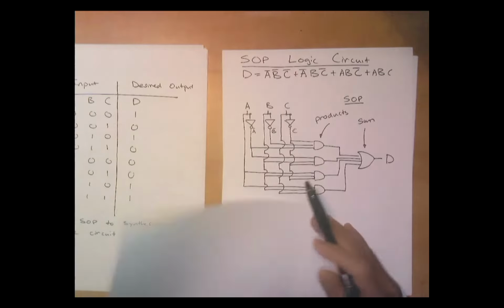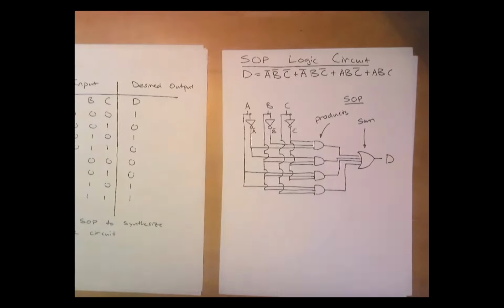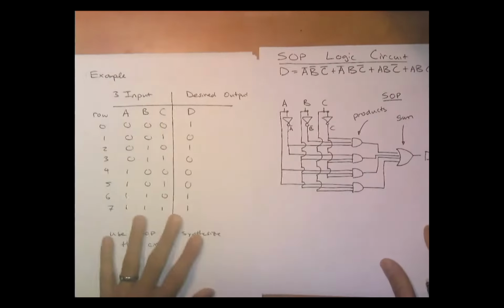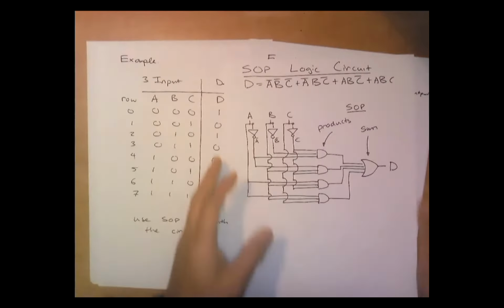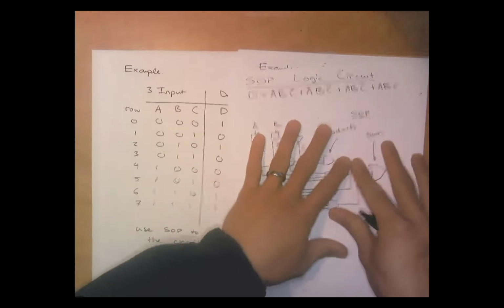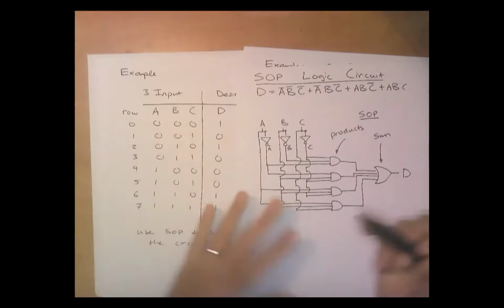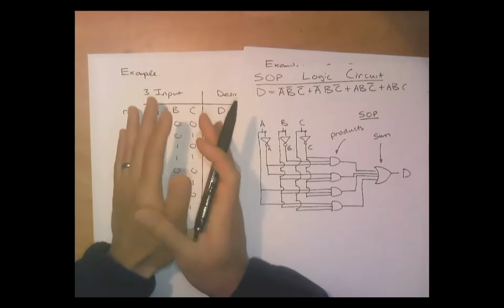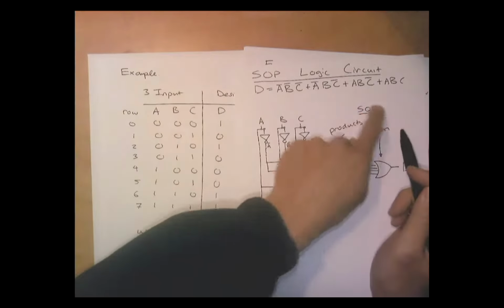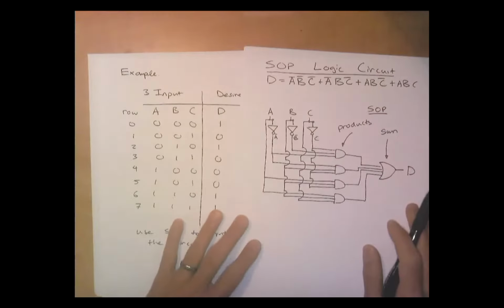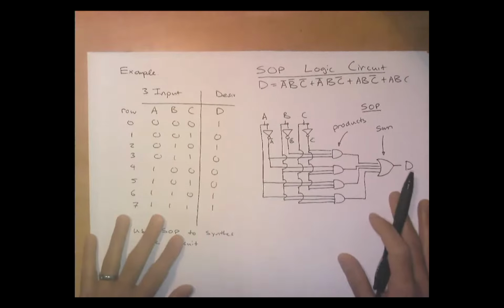So what I should see in this is that I would get the same truth table output. So this is the synthesized circuit for this desired truth table, right? Remember, synthesis is given an output that's desired, what's the circuit? So we've synthesized using this sum of products method. Kind of neat, all right?